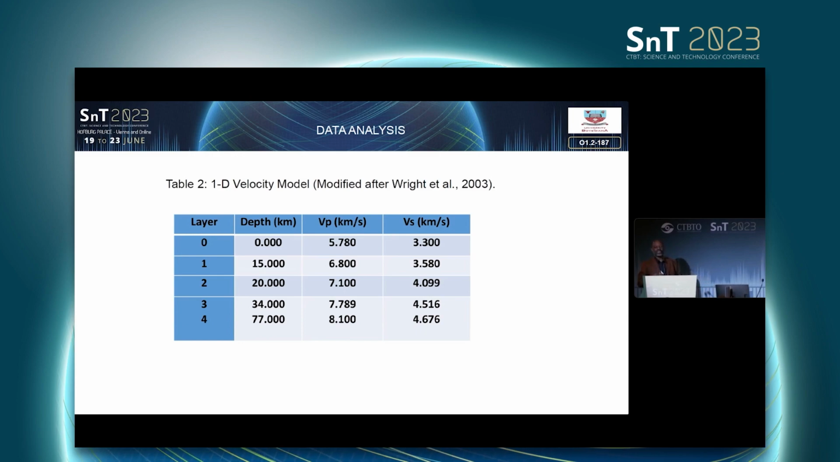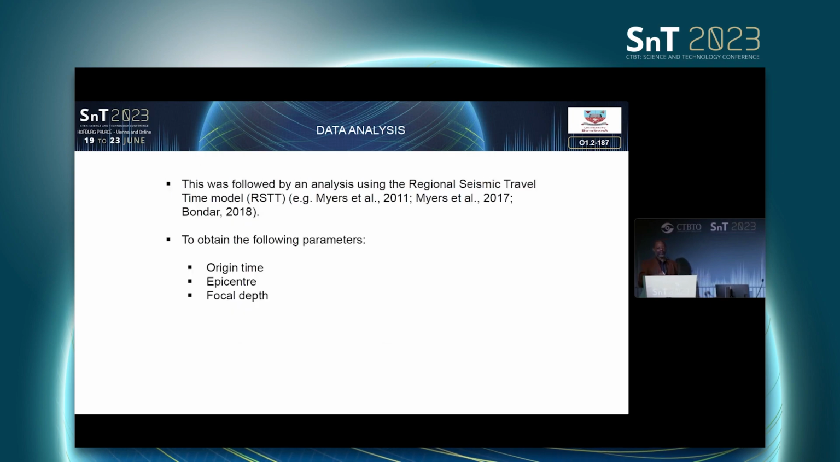In terms of the local model which we used, we modified one of our old models, written by Wright et al. This was for the Craton. It's a model which we came up with for the Craton, which goes up to 320 kilometers for Southern Africa. So we modified this model. The GEO2 analysis was followed by analyzing the event using the regional seismic travel time model, the RSTT.